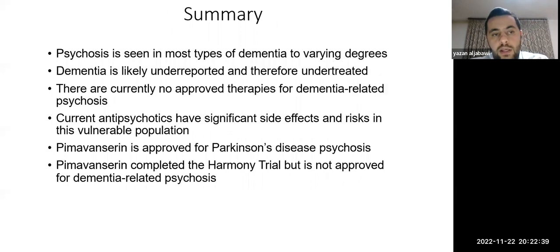So in summary, psychosis is seen on most types of dementia to varying degrees. Dementia is likely underreported and therefore undertreated. There are currently no approved therapies for dementia-related psychosis. Current antipsychotics have significant side effects and risks in this vulnerable population. Pimavanserin is only approved for Parkinson's disease psychosis. Pimavanserin completed the Harmony trial, but it's still not approved for dementia-related psychosis.